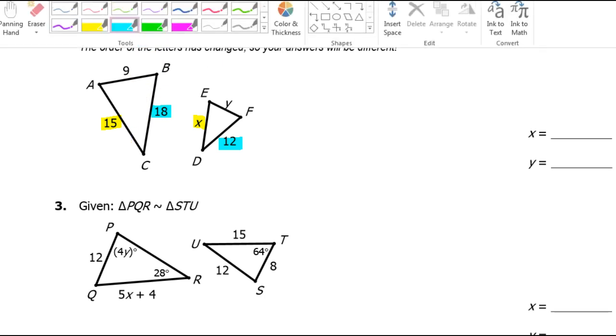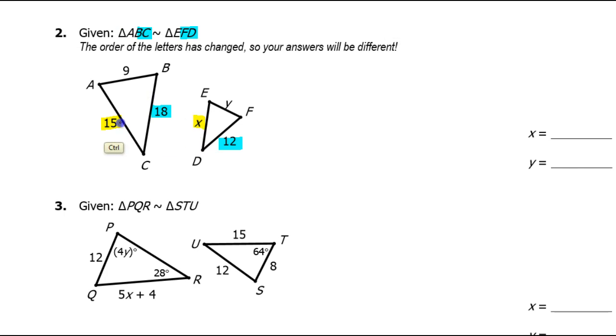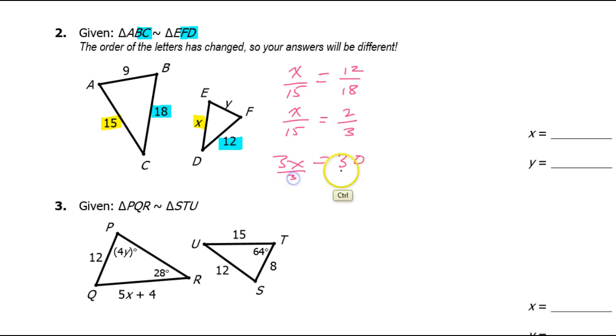So I'm going to make a fraction out of the yellows and a fraction out of the blues. So I will go x over 15 is equal to 12 over 18. Both of these are divisible by 6. So this will be 2 over 3. So this diagonal gives me 3x. This diagonal gives me 30. So if I divide both sides by 3, I get x is equal to 10.